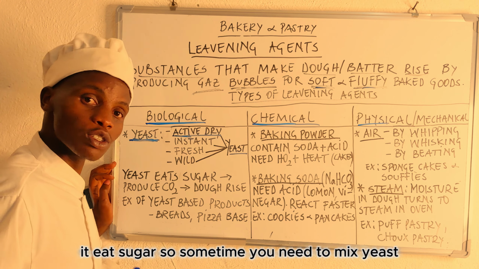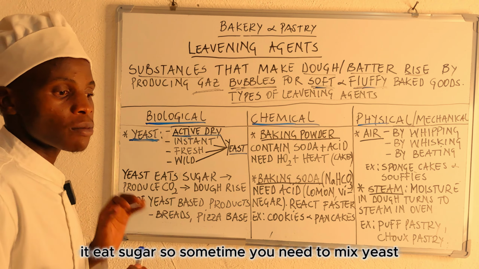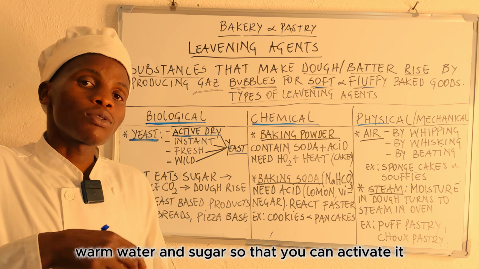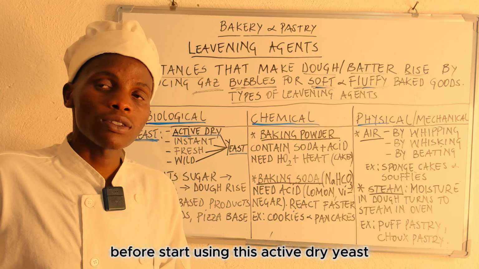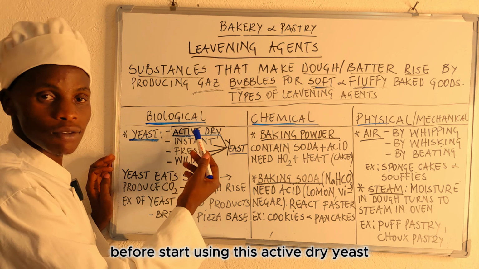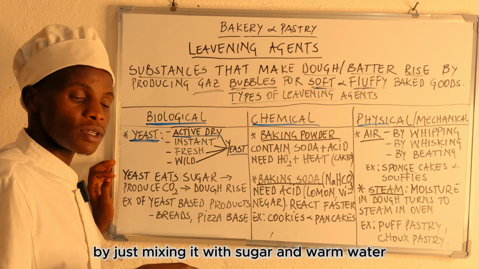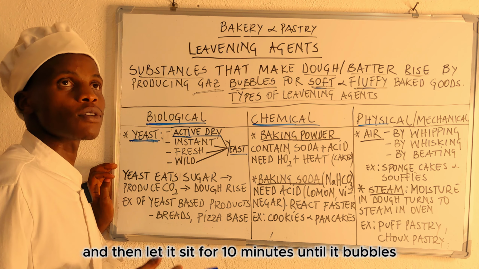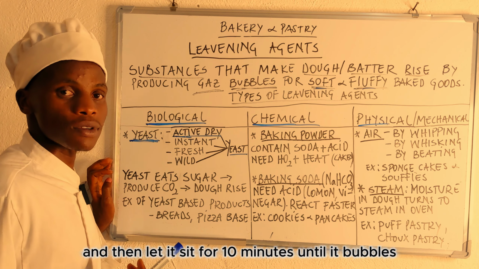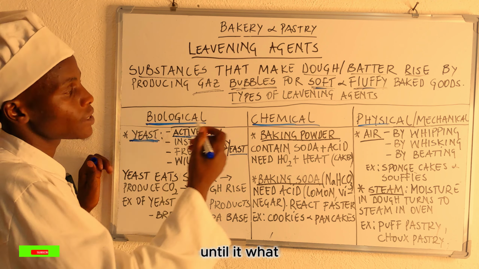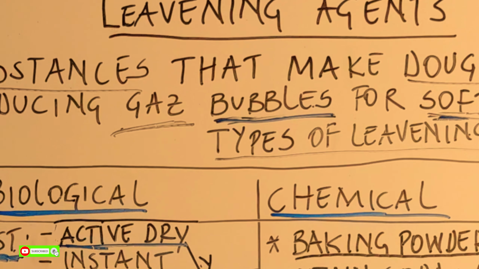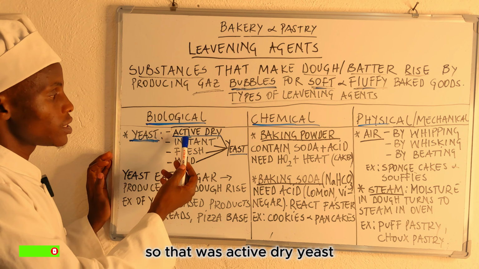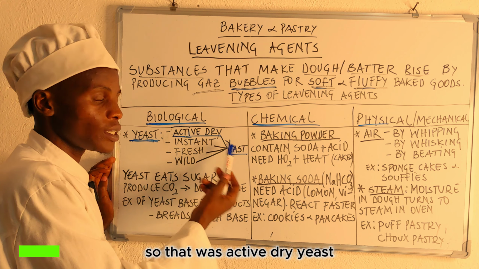Yeah, it eats sugar. So sometimes you need to mix yeast, warm water and sugar so that you can activate it before you start using this active dry yeast. Just mix it with sugar and warm water, and then let it sit for 10 minutes until it bubbles and forms foam. So that was active dry yeast.